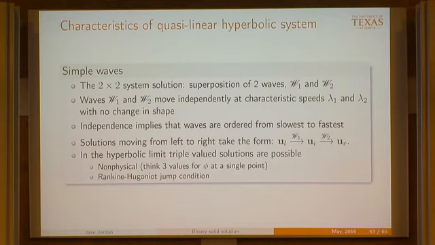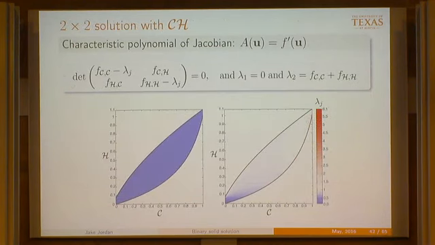Well, now we have a solution that's a superposition of two waves. Wave 1 and wave 2. They move independently with the characteristic speeds given by those eigenvalues. These eigenvalues are set by C and H, the conserved variables. This one's always 0. This one, note the nonlinearity of the color bar here too. This one is pretty much under 1, and then gets really fast up here.